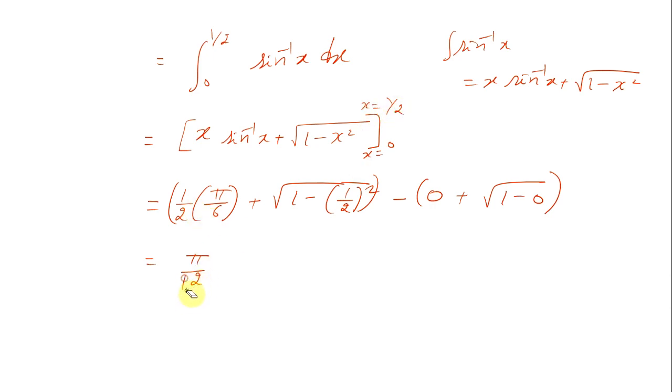So here you can see pi by 12 plus, 1 upon 2 the whole square is 1 upon 4. If you take the LCM, 4 minus 1 is going to become 3. So this is going to become square root 3 divided by 4, minus, here 0 gives 1, so square root 1 is 1. Therefore we say this is pi by 12 plus root 3 divided by square root 4, students. Please remember this is 2.